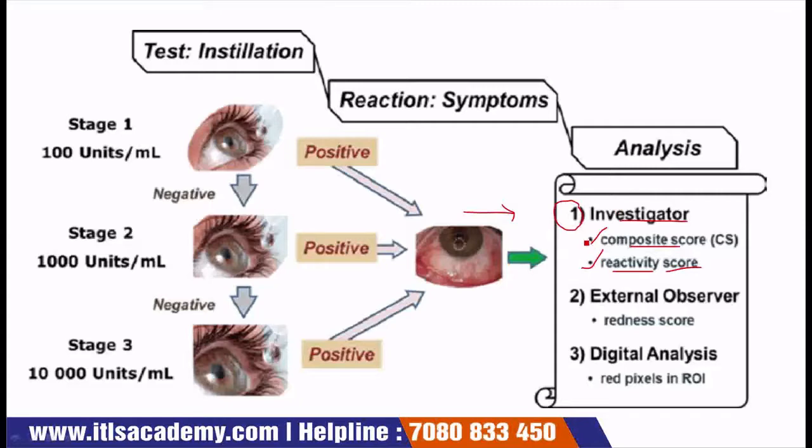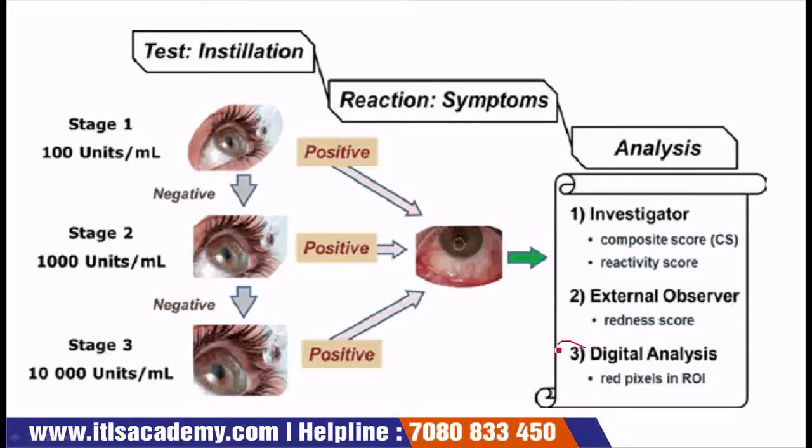Investigator reads these two scores, that is composite and reactivity score. After this investigation, there is a second point, that is external observer. External observer includes redness score. You can see this is a redness of eye, and this redness is measured by external observer.